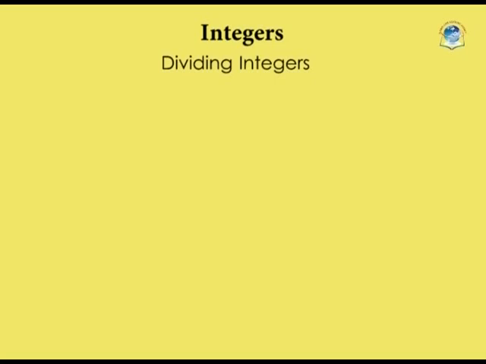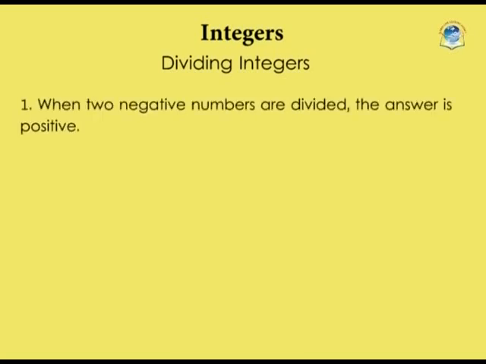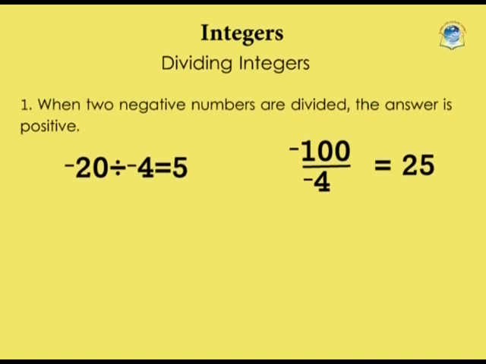Division. Again, integers are divided just like natural numbers with 2 rules. 1. When 2 negative numbers are divided by each other, the answer is a positive. Minus 20 divided by minus 4 is equal to plus 5. Minus 100 over minus 4 is equal to plus 25.